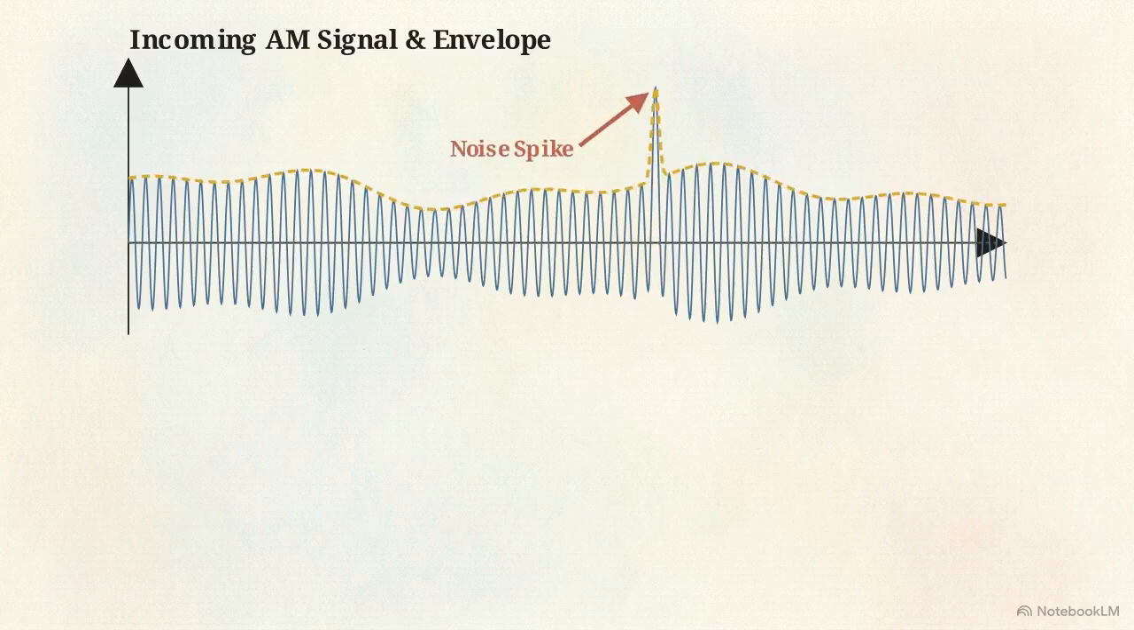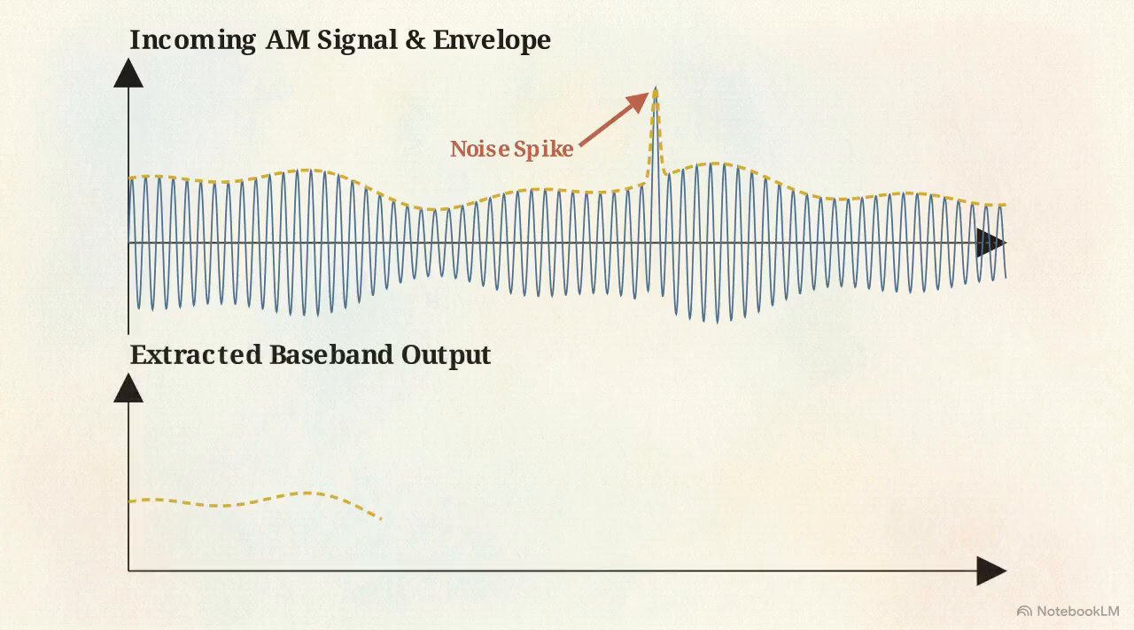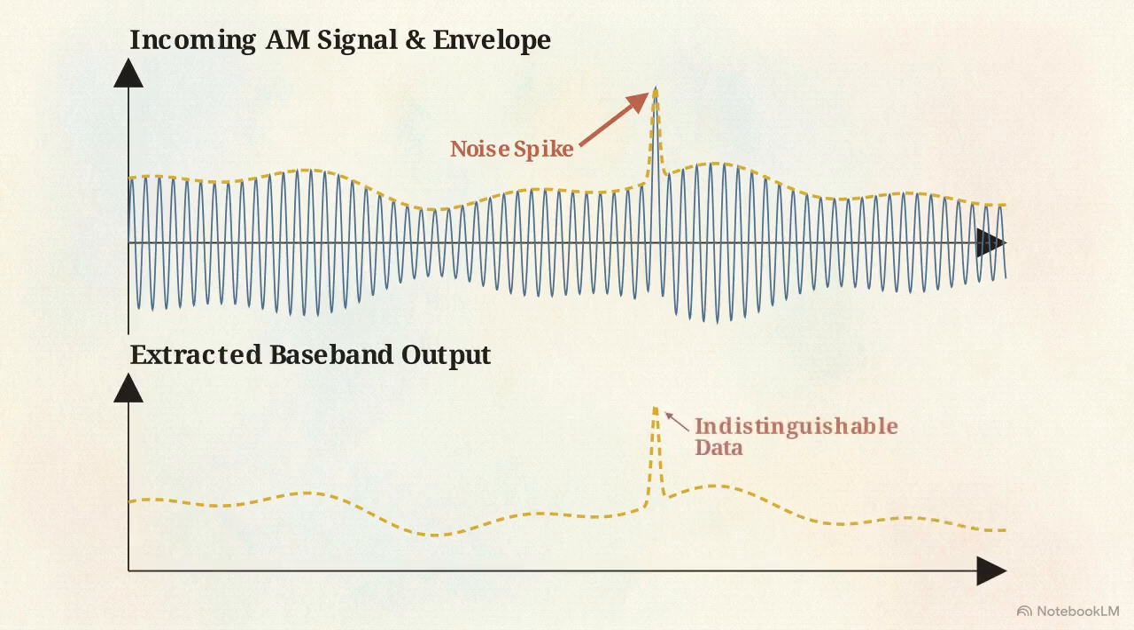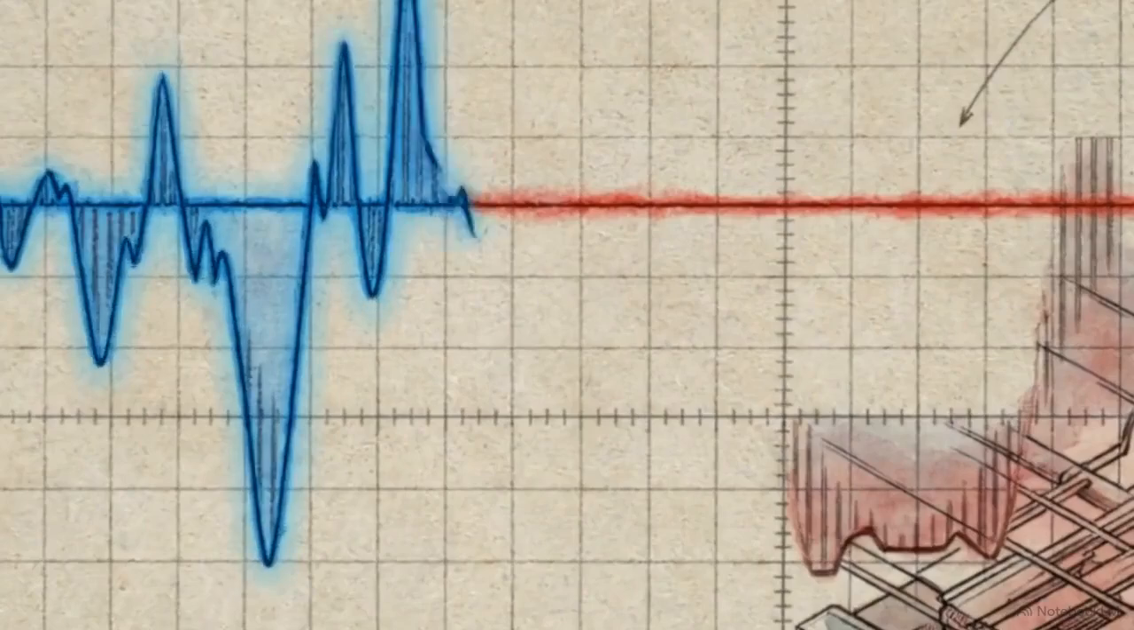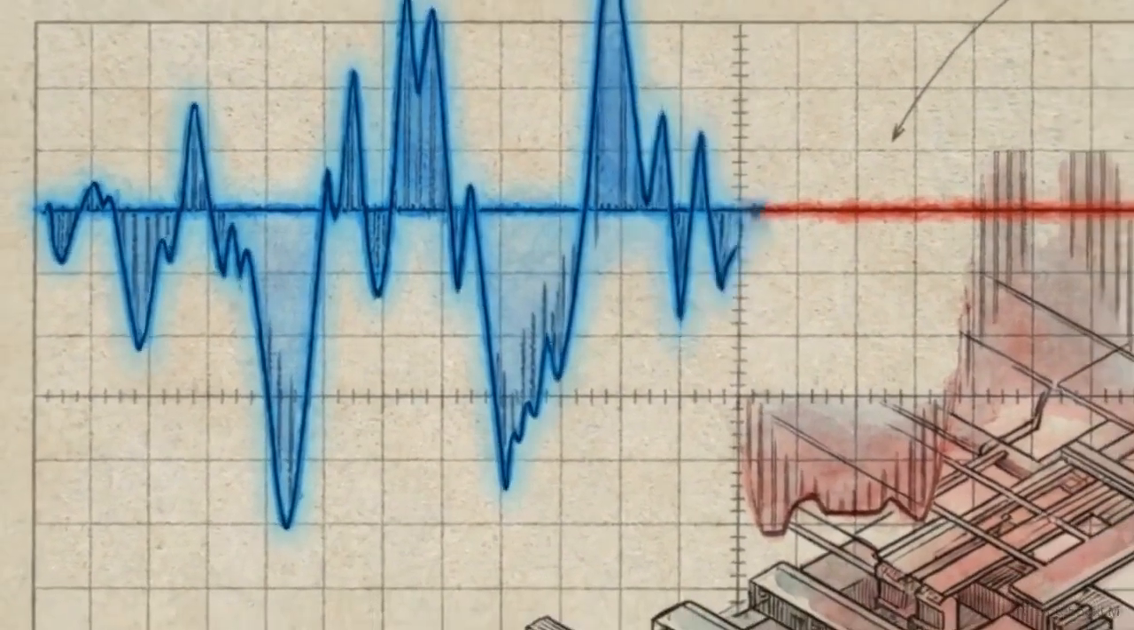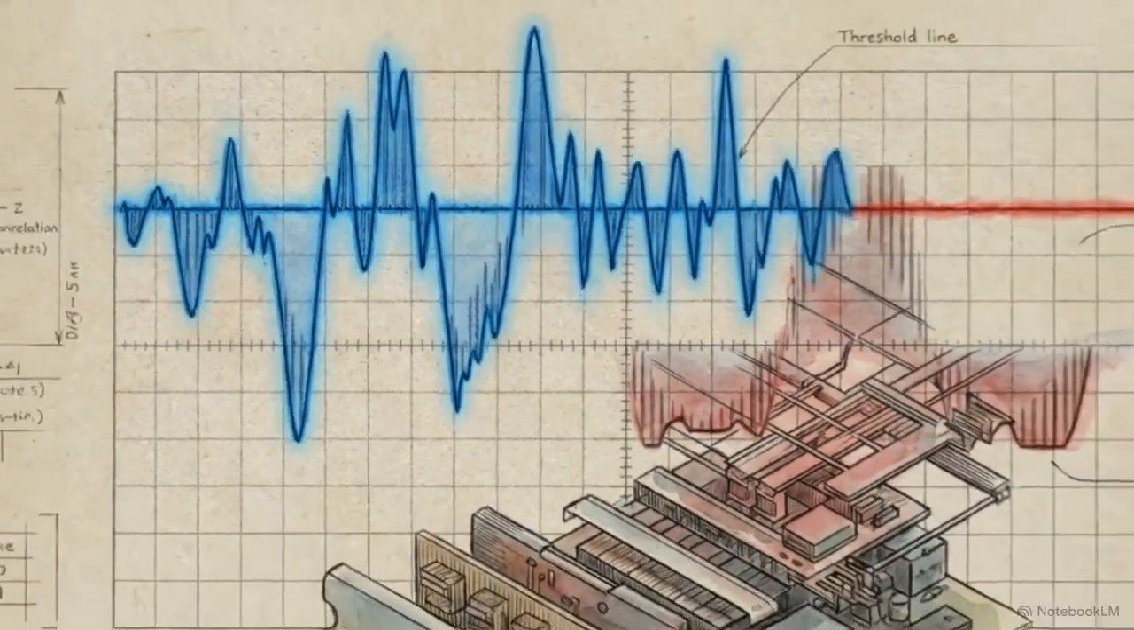When an external noise spike pushes the voltage peak artificially high, the AM envelope detector registers that spike as a valid change in the signal. The detector cannot mathematically distinguish an interference spike from actual encoded data. Because the amplitude itself constitutes the data in an AM system, any attempt to slice off those noise spikes physically removes the encoded audio. You cannot clean the wave without destroying the information.